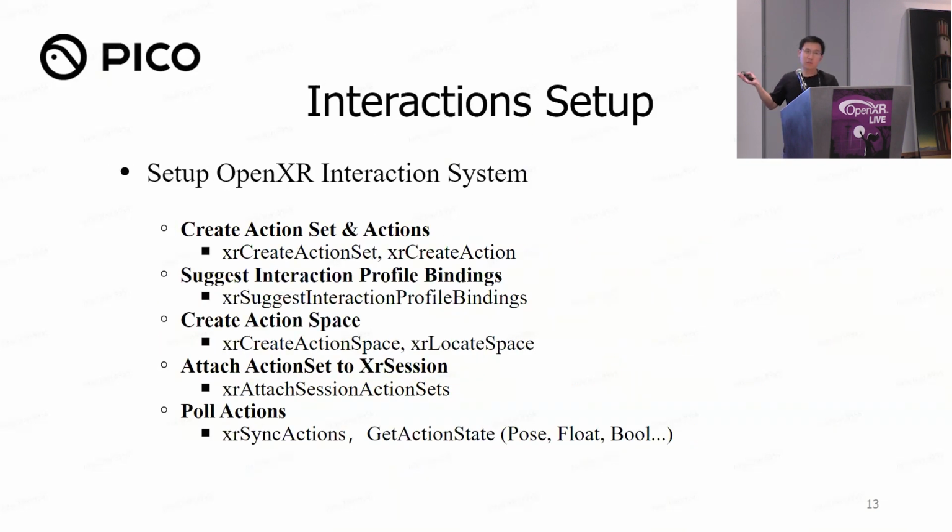So here are the procedures to set up the system. Firstly, we need to create the action set, as well as some actions within this action set. And then we will create some correspondence using this suggest interaction profile binding function. And next, if you want to track the controller's pose, you need to create an action space, and then you use the XR location space to track its location. And finally, you need to attach the action set to the target XR session before it starts.